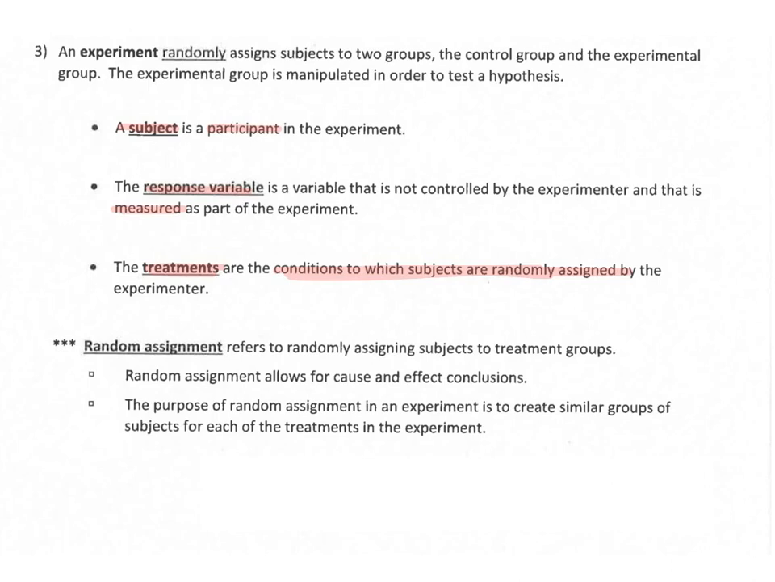Okay, this down here has some stars next to it because this is really important. Random assignment refers to randomly assigning subjects to treatment groups. So you're not picking who you want to be in which group. You are randomly assigning which participants get assigned to which group. And random assignment is really important. If you can underline this as well, there's a lot of key things you have to know on this page, and as you go through the packet, you may have to flip back to this page. But random assignment allows for cause and effect conclusions. So you can underline this whole thing. This is really important.